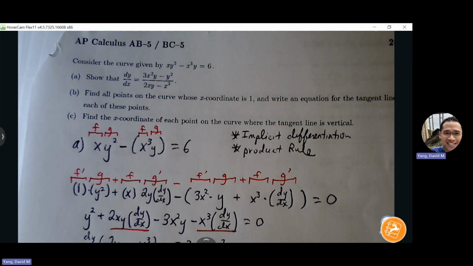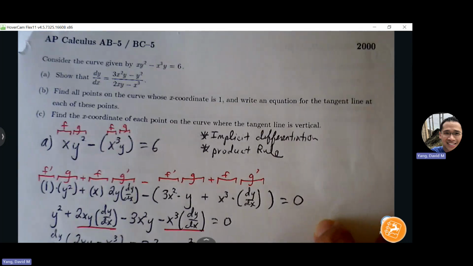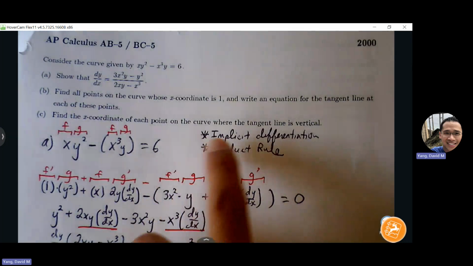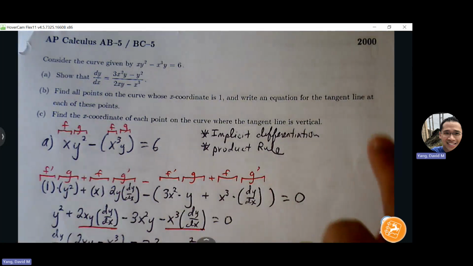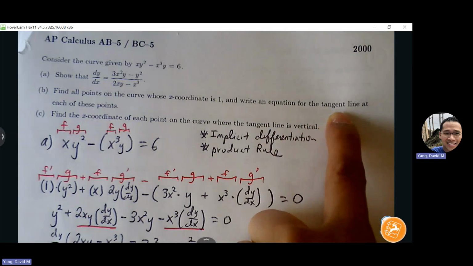Okay, so now we're going to use what we gather from part A to help with part B. Part B says, find all the points on the curve whose x coordinate is 1 and write an equation for the tangent line for each of these points. So let's think about what information we need to gather if we want to write an equation for a tangent line. You experienced this on the quiz, maybe not with implicit, but it's the same process. What information do we need if we want to create our tangent line equation?